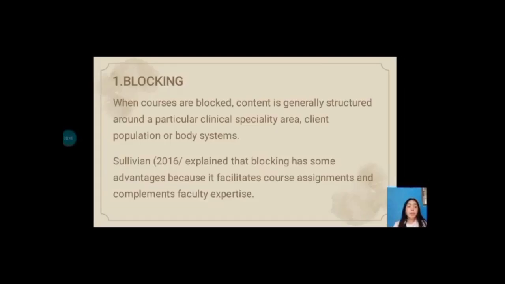However, there are some concerns. This may impede the student's ability to integrate knowledge and to transfer concepts, information, and expertise across courses.